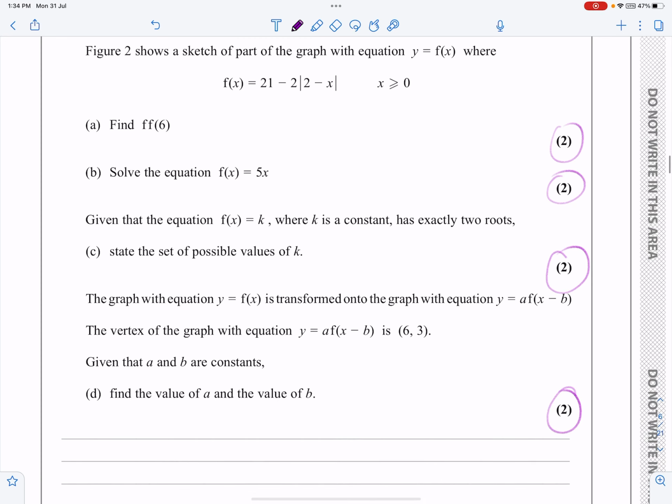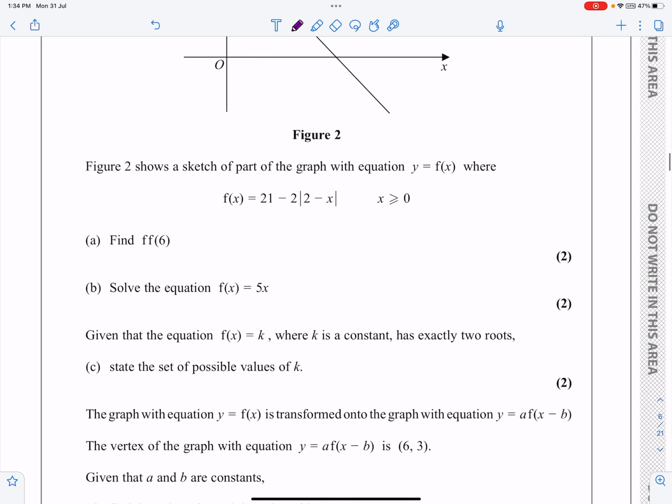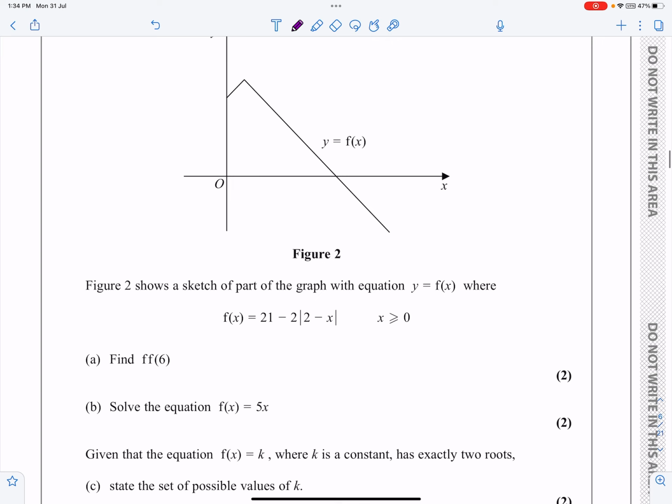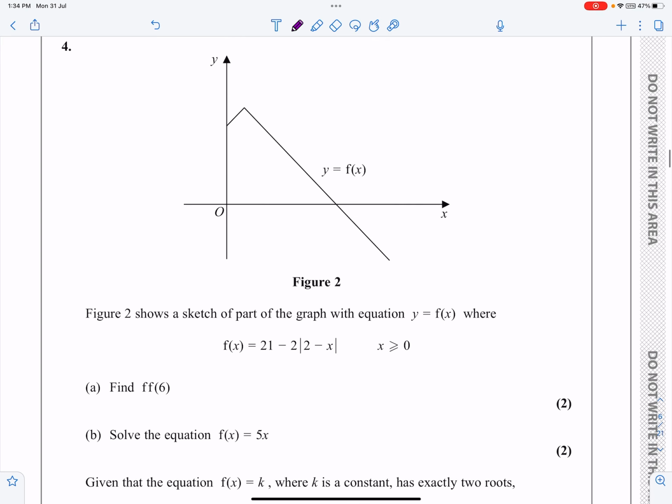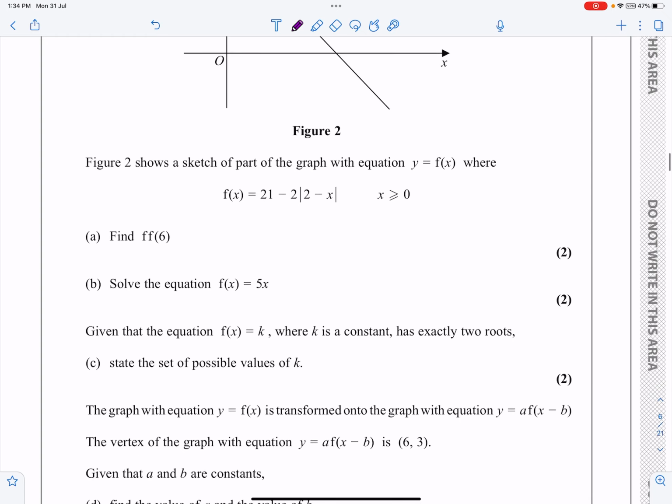If this was me doing this under exam conditions, I might do the first 2 parts, but then I'd jump past the last 2 parts and come back to it at the end. But we're not going to do that now. We're going to get started and actually do it.